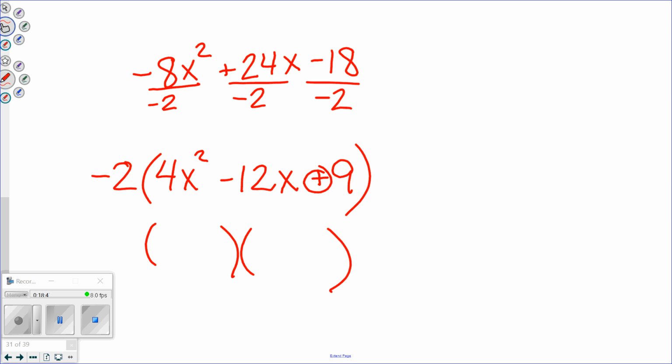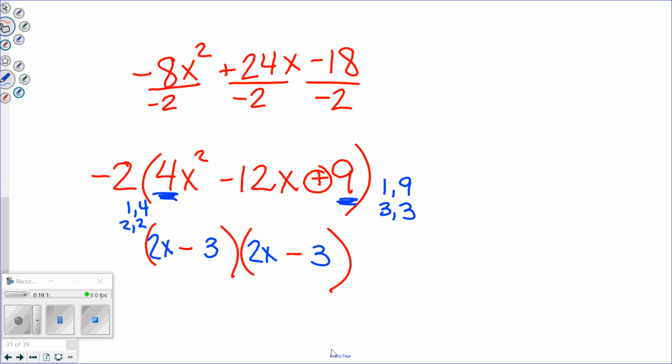The last one is positive, so your signs are the same. Both plus or both minus? They're both minus. Good. Options for A: 1 and 4, 2 and 2. Options for C. All right, do you want to go 1 and 4 or 2 and 2? 2 and 2. 2x and 2x. 3 and 3.